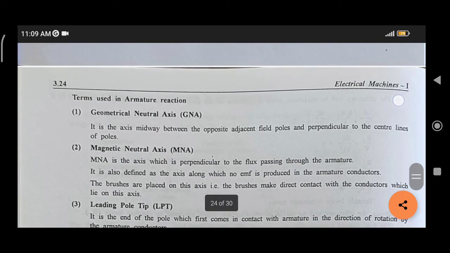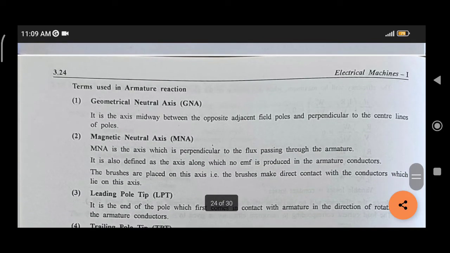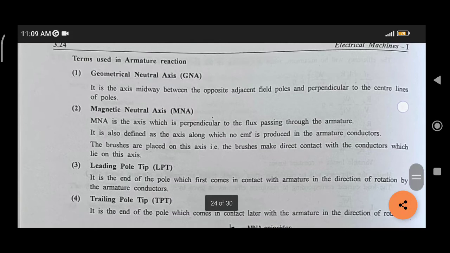Now the terms used in armature reaction: GNA, MNA, LPT and TPT. What is GNA? GNA is the geometrical neutral axis. It is the axis midway between the opposite adjacent field poles and perpendicular to the center lines of the poles. So this is the GNA.